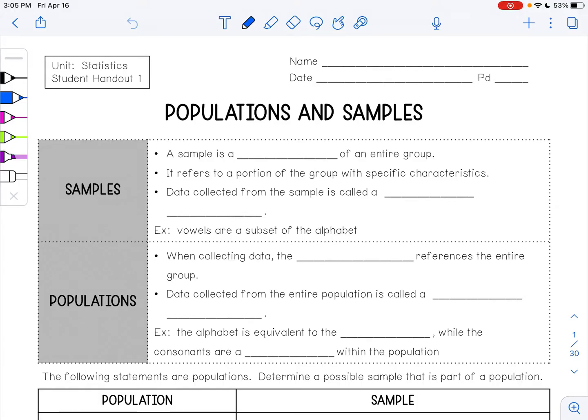A sample is a subset of an entire group. So if you're looking at maybe the whole school, you wouldn't ask the whole school a survey. You could get a sample of it, so part of the school. So it would be a subset of the whole school. It refers to a portion of the group with specific characteristics. Data collected from the sample is called a sample statistic.